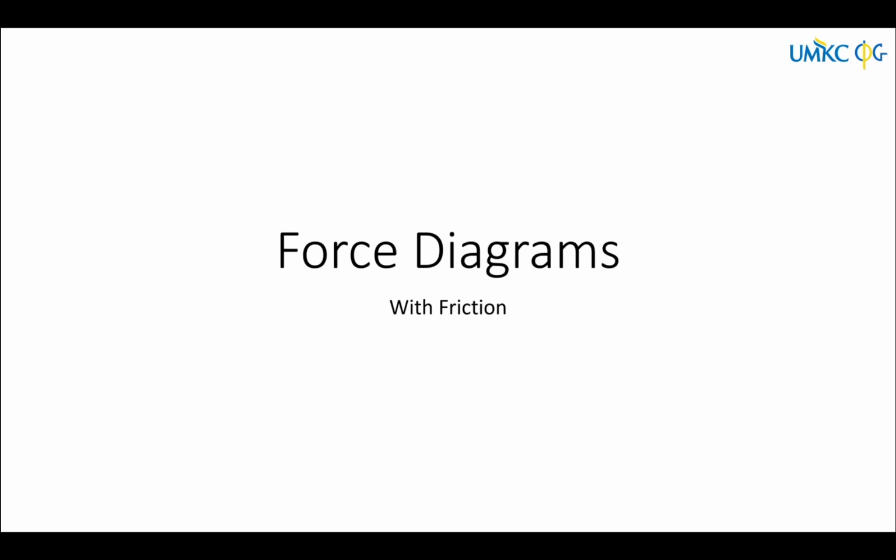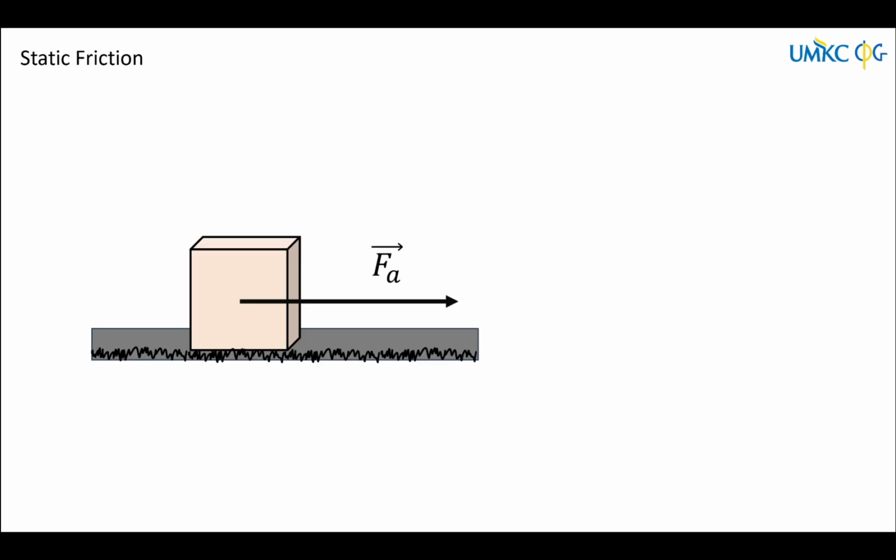All right, so now what if we have force diagrams with friction? Let's say that we have this block that's sitting on a flat surface and there is an applied force directly in the positive x direction and we have static friction. Remember, static friction tells me that this object is not in motion.